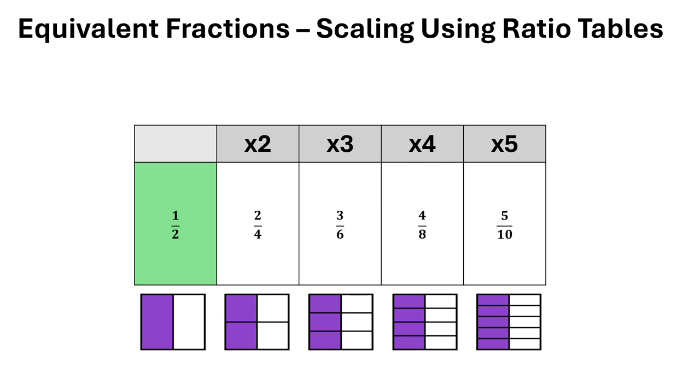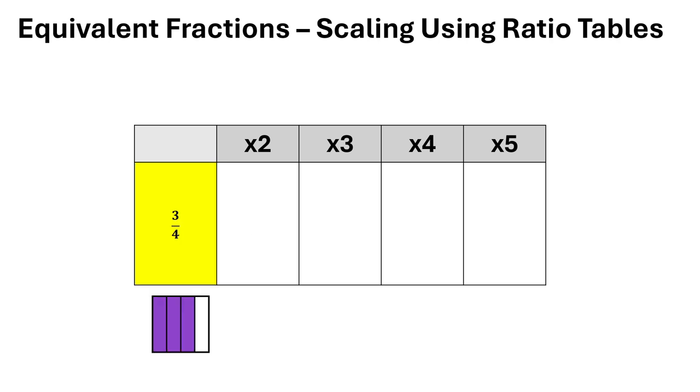So what we can see here using the ratio table is that as the denominator gets larger, the part gets smaller. See how we have halves, quarters, sixths, eighths, and tenths? We can see that the part is getting smaller. But we can also see that these are equivalent fractions. So half is the same as 2/4, is the same as 3/6, is the same as 4/8, is the same as 5/10. So scaling equivalent fractions using a ratio table is a nice way to find equivalent fractions. Let's look at another example.